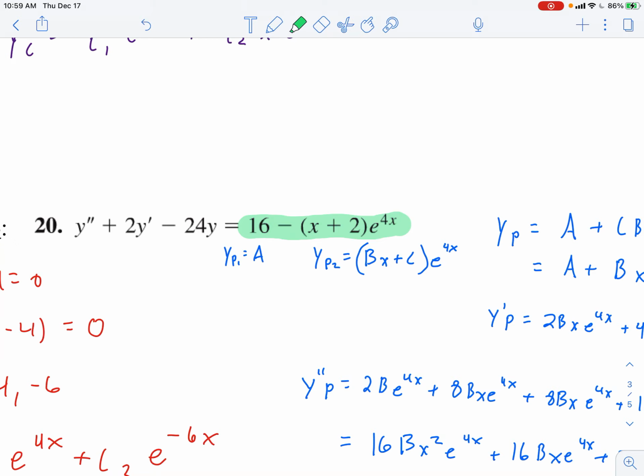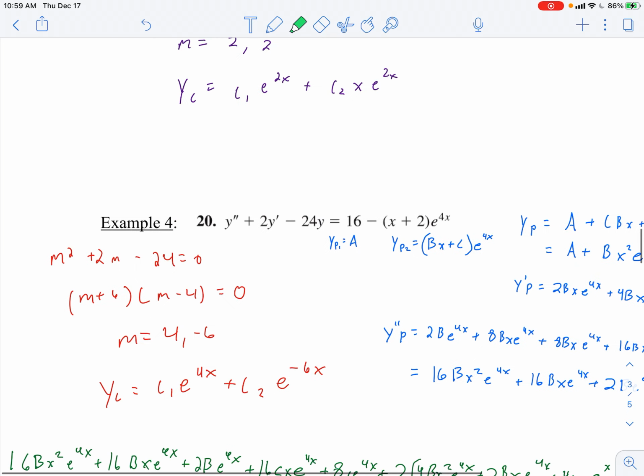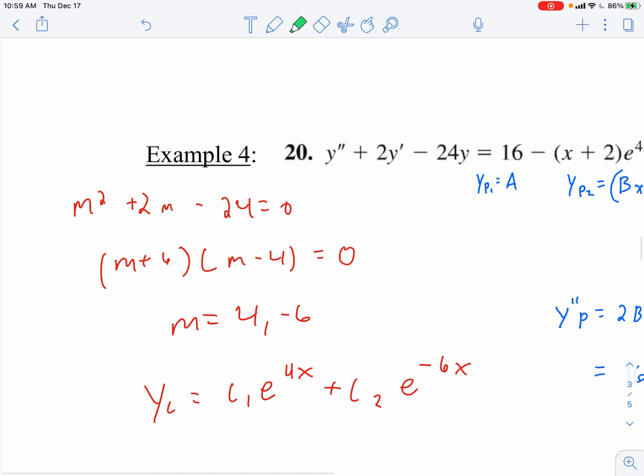We're going to break that down into two different g of x's because it's separated by that difference, and I'm going to show you exactly how we're going to do that. But first, let's find the complementary solution. We set our differential equation in the form of m, set equal to 0, solve for the homogeneous part, and we get y sub c is equal to c sub 1 e to the 4x plus c sub 2 e to the negative 6x.